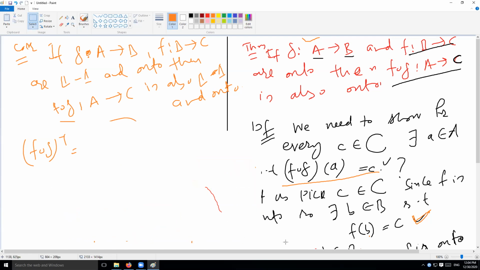Like this one actually, the G inverse composition F inverse. ठीक है? So if you want to find the inverse of the composition, then find the F inverse, find the G inverse, and then compose them.